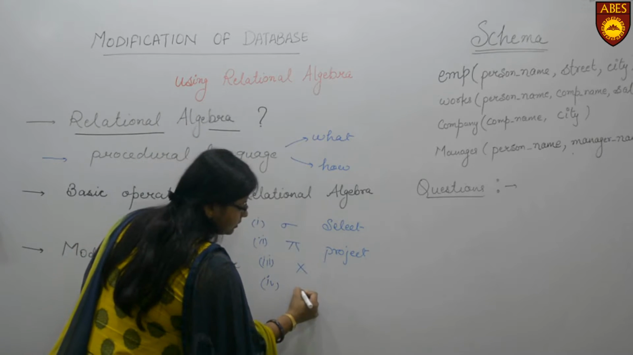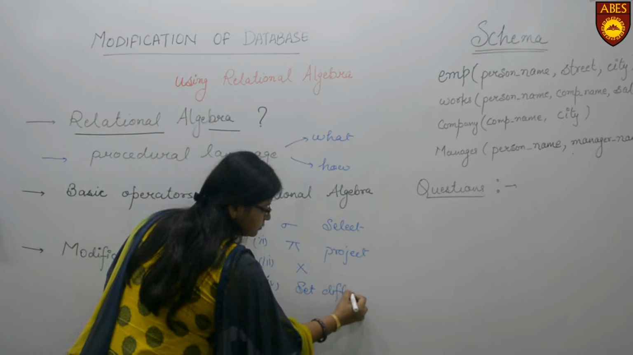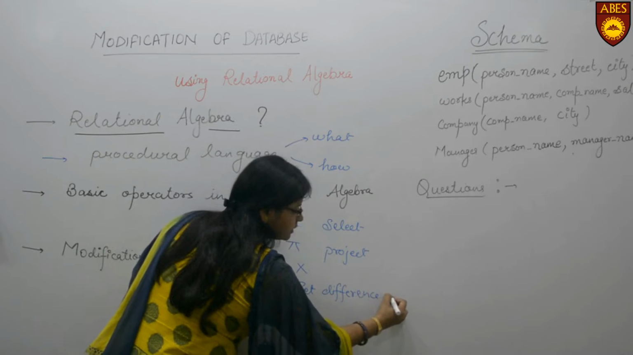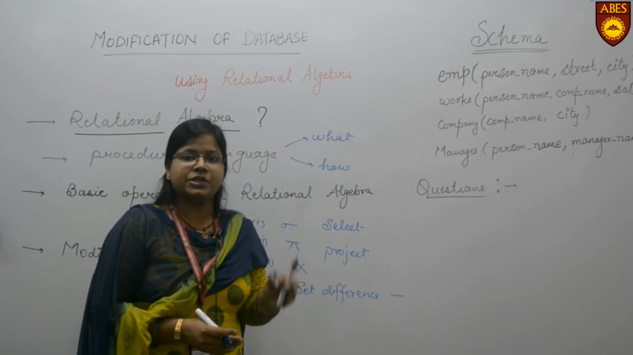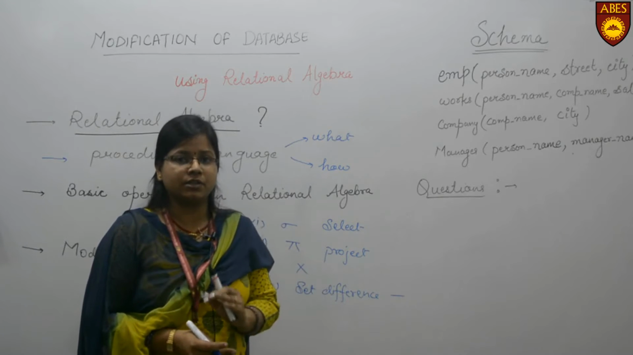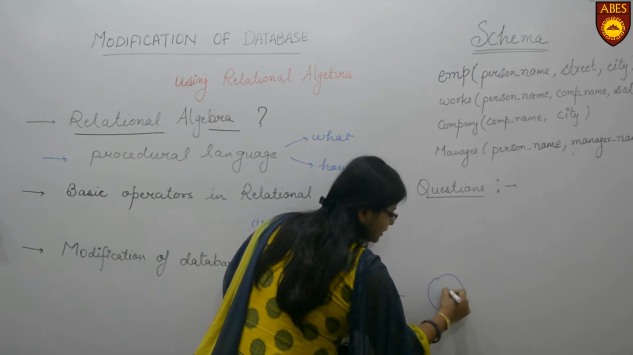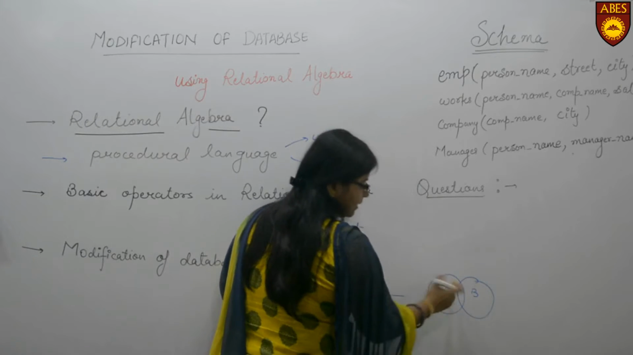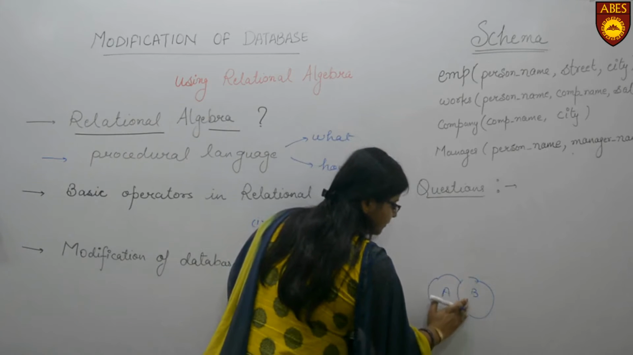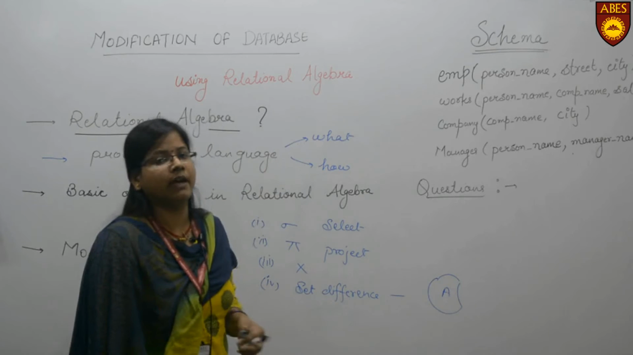Next one is the set difference operator, symbolized with the minus operator. Set difference is tuples in relation 1 but not in relation 2. It can be shown using a Venn diagram. If this is a relation A and this is a relation B, then A minus B means A except the values of B.